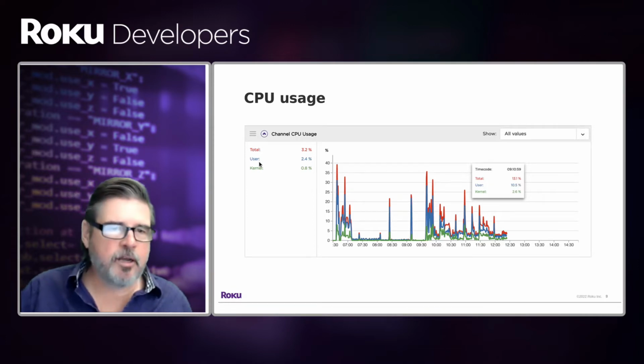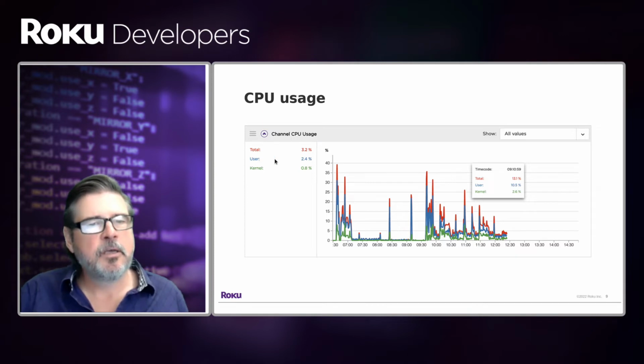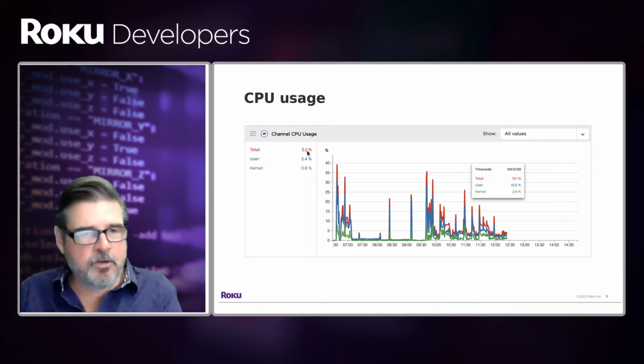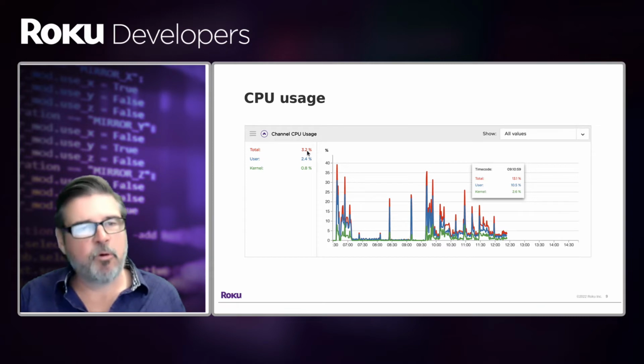CPU usage, fairly straightforward. One of the important things to note here is this is the total CPU usage across all cores on a multi-core machine. If it says 100%, all cores are busy, and that channel will not perform well if it's got a high level of memory use.